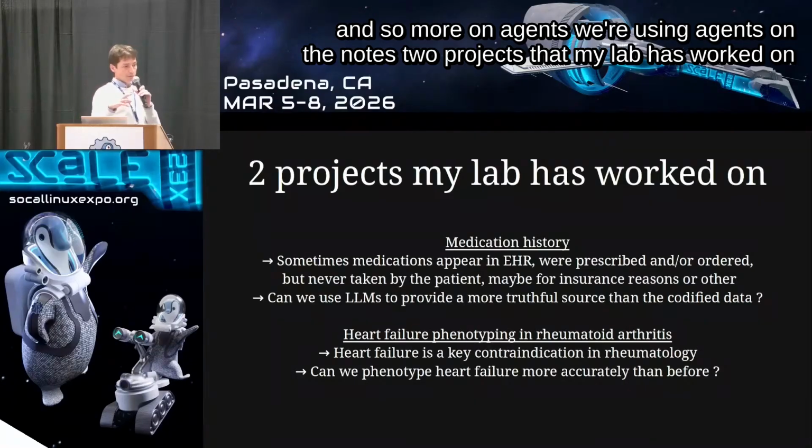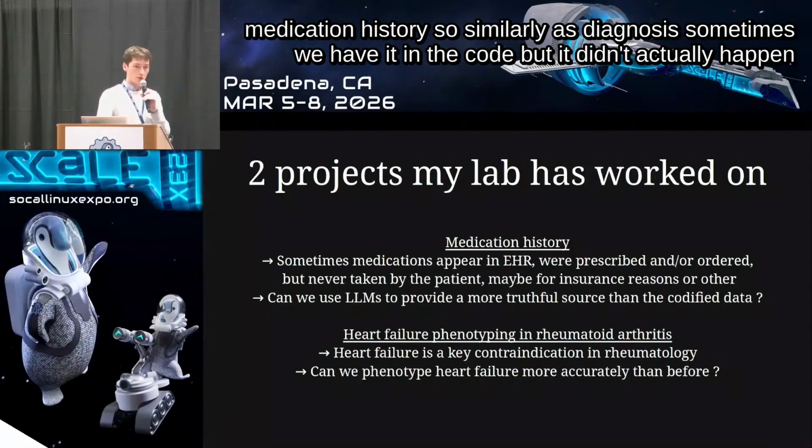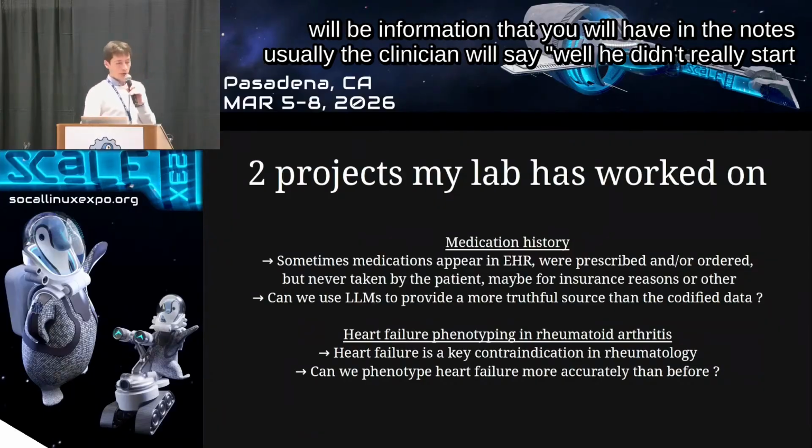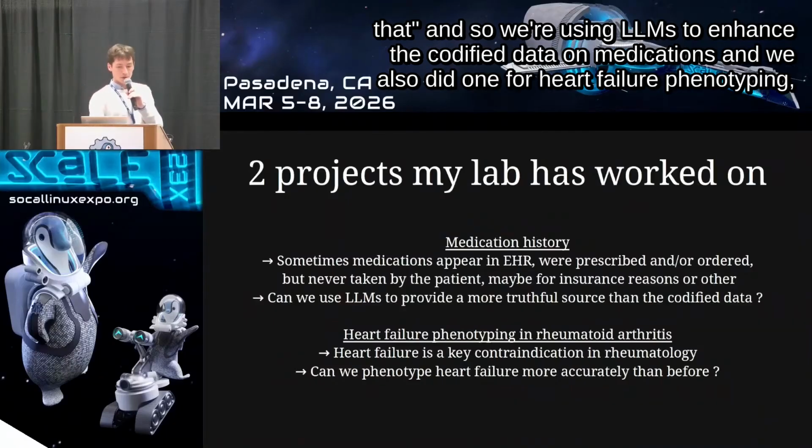And so more on agents, how we're using agents on the notes. 2 projects that my lab has worked on, medication history. So similarly as diagnosis, sometimes we have it in the code, but it didn't actually happen. In medications, it's similar. You might have insurance denial. Maybe you didn't receive the medication. These will be information that you will have in the notes. Usually the clinician will say, well, he didn't really start that.